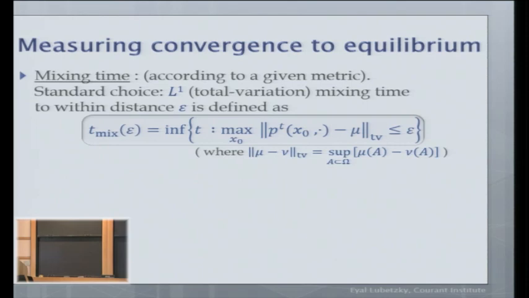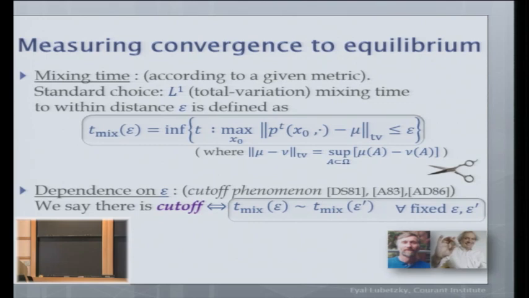Now, epsilon is an arbitrary parameter here. Usually, people take 1/4 or 1 over e. It's convenient for applications of getting some nice submultiplicative properties, but it is still arbitrary. And the dependence of this thing in epsilon is what we are interested in when we are discussing the cutoff phenomenon. Cutoff, very roughly, says that epsilon doesn't matter. That's it. It means that if you take any two fixed values of epsilon and epsilon prime, the leading order asymptotics of the mixing time is going to be independent of them.